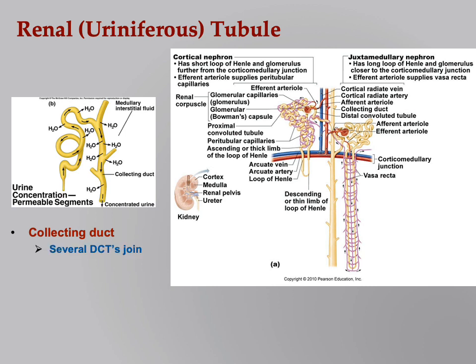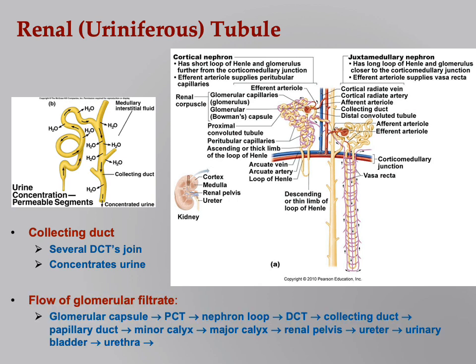Notice how, see how that big yellow tube there in the picture on the right looks like it's got branches that were chopped off? Those are all DCTs from other nephrons coming in. So one collecting duct drains urine from a bunch of different DCTs, a bunch of different nephrons through their DCTs. It concentrates the urine here. So there is some movement of water, all right?